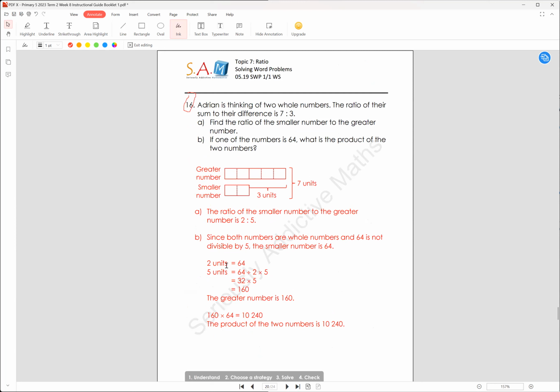This question may be a bit challenging for some students. So Adrian is thinking of two whole numbers. The ratio of their sum to their difference is 7:3. So the sum they can actually write as total, right? You might want to get them to represent it like that so it's easier for them to see what this is about. So total is 7, and the difference, diff, is 3.